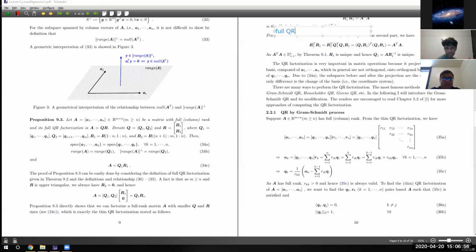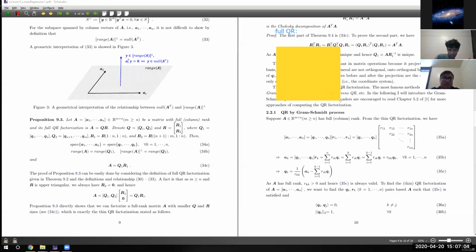In the full QR, Q is a square, a large square, and R is m by n. It's something like this, and this is your Q, and this is your R. So Q is orthogonal, and R is upper triangular, which means it's going to be in this way, and all the other entries are going to be 0.